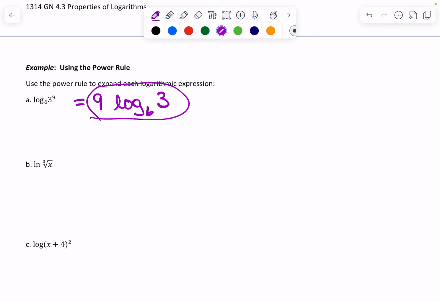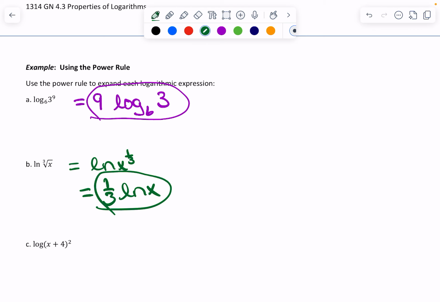Okay, let's look at the next example here, which we have a natural log and we have a cube root. Now, remember that we can rewrite the cube root with an exponent. So cube root is the same thing as to the power of 1/3. And now we can bring the 1/3 to the front. So 1/3 natural log of x. And that would be our answer.